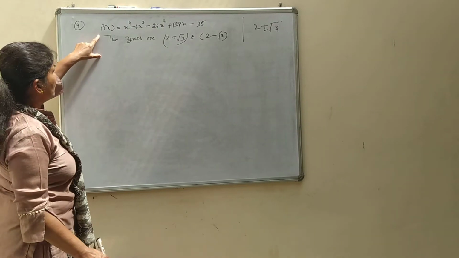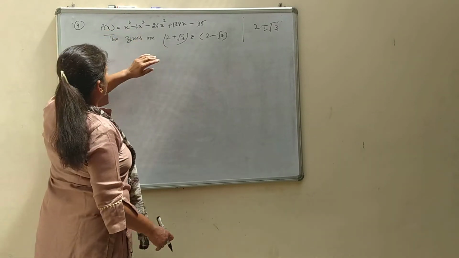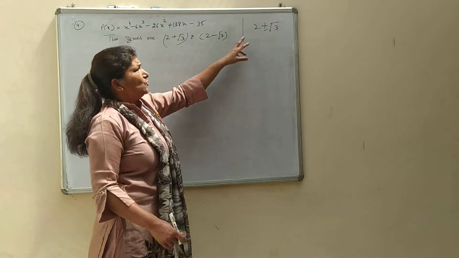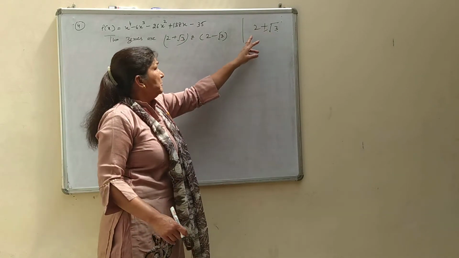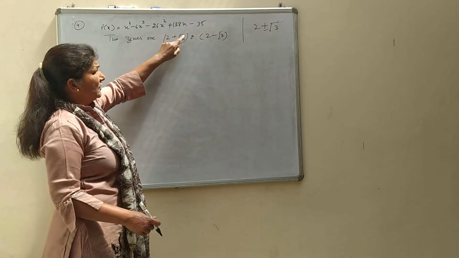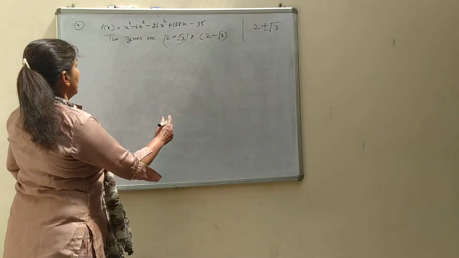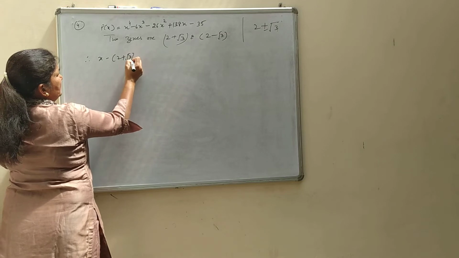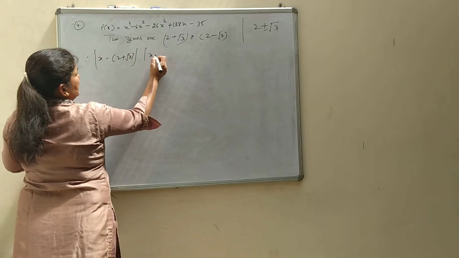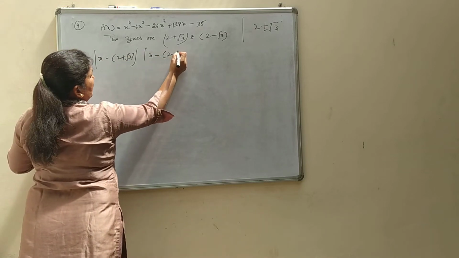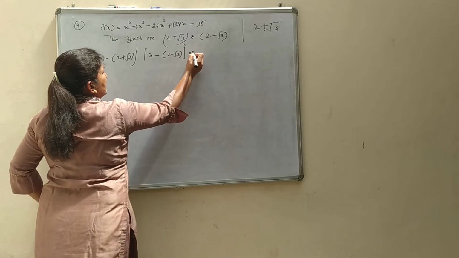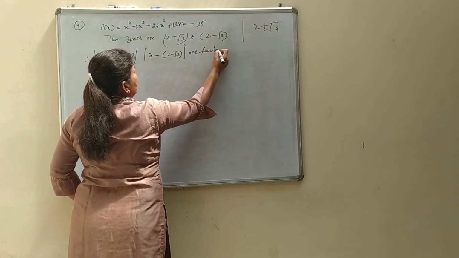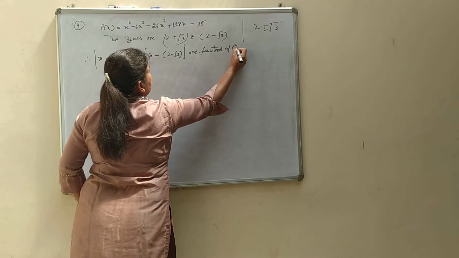Now in question 4, p of x is given and we are given two zeros, that means 2 plus minus root 3 is given. It means the two zeros are 2 plus root 3 and 2 minus root 3. Therefore, x minus alpha and x minus beta are factors of p of x.